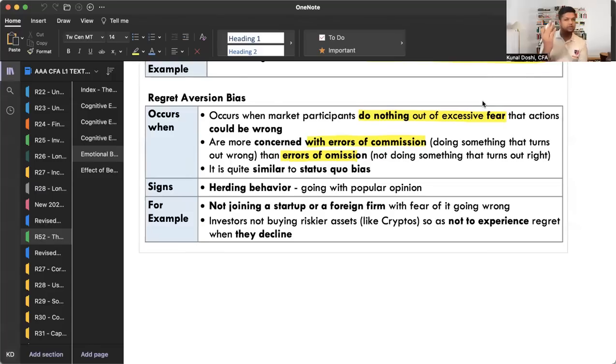Herding behavior, people choose what is more popular, not joining a startup or a foreign firm with the fear of it going wrong. That is error of commission. Investors not buying a riskier asset at all. That is error of omission. When everyone around me is buying cryptocurrencies, I somehow don't want to buy it because I think I lack knowledge, and also because I don't have enough experience, and I don't want to lose money. So investors not buying a riskier asset, so as not to experience the regret when it declines. That is regret aversion bias. You're more concerned about how it will look. That is regret aversion bias.